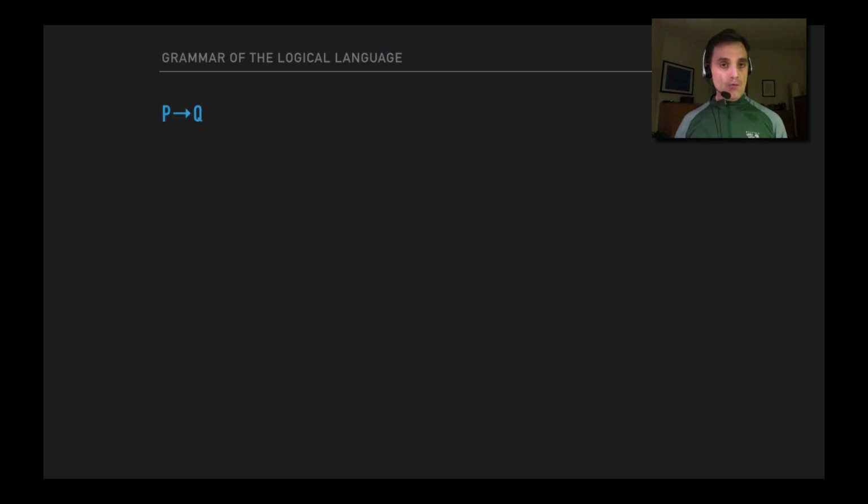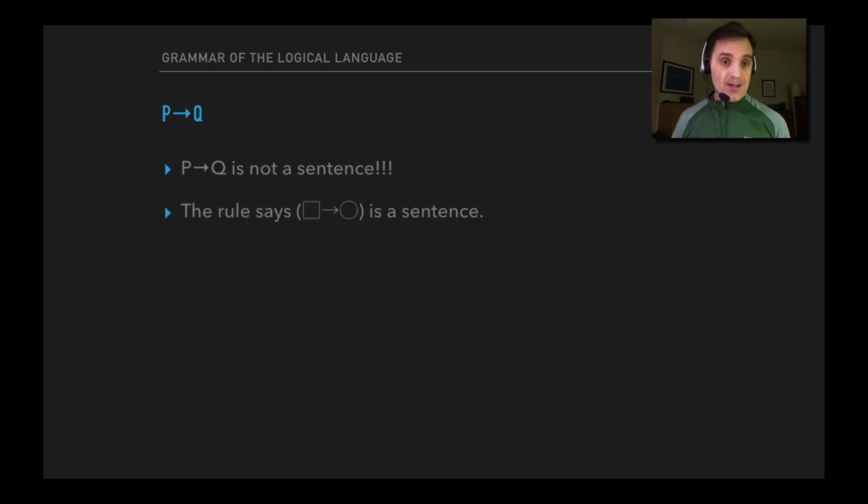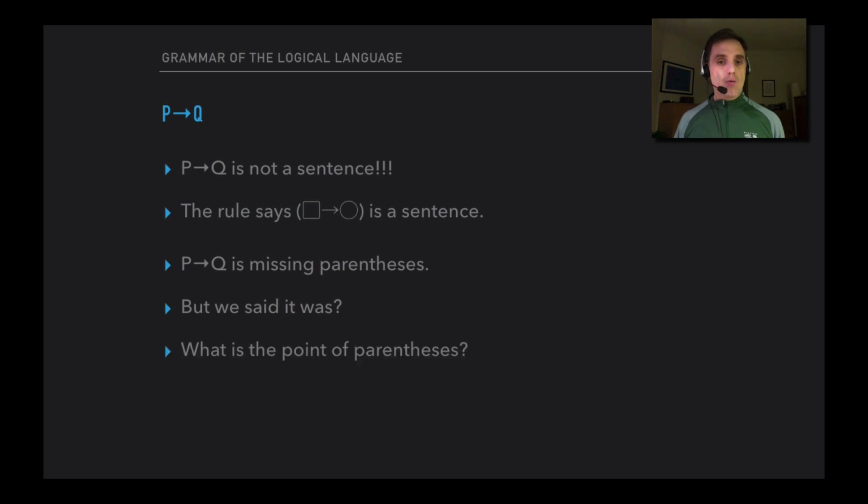So what about P arrow Q? Well, actually, according to our rules, this is not a sentence. The rule says that if you have parentheses around a conditional, then you have a sentence. But P arrow Q, that's missing parentheses. We said it was a sentence. Well, it's going to turn out that it is a sentence unofficially, but officially it's not. And the reason it's not is because of parentheses.